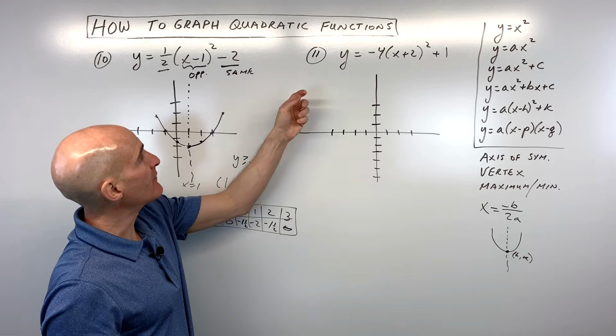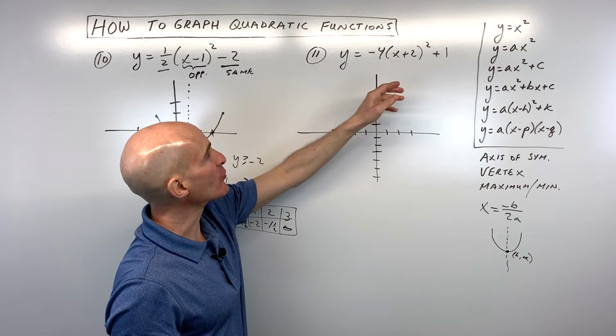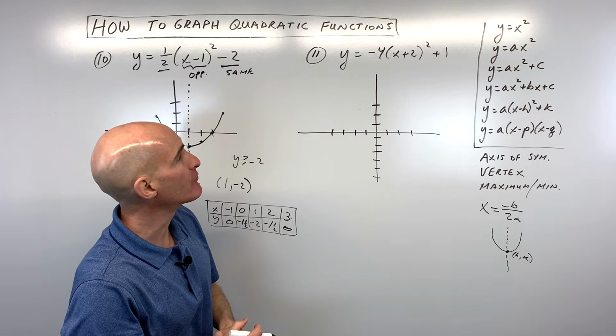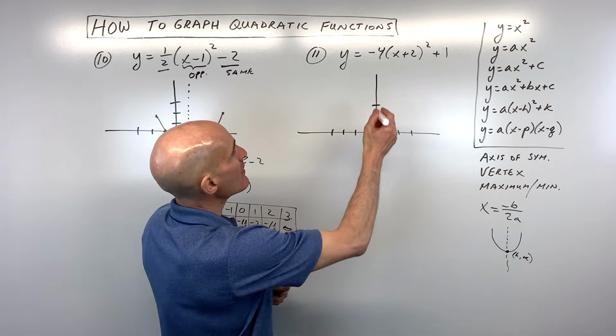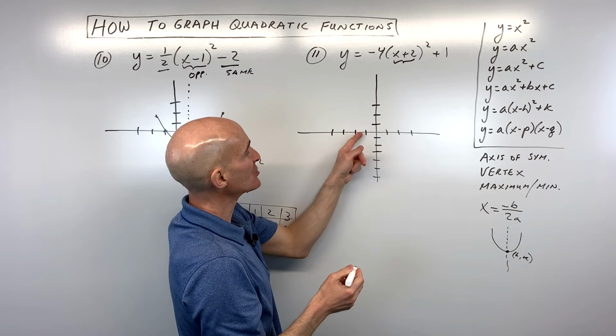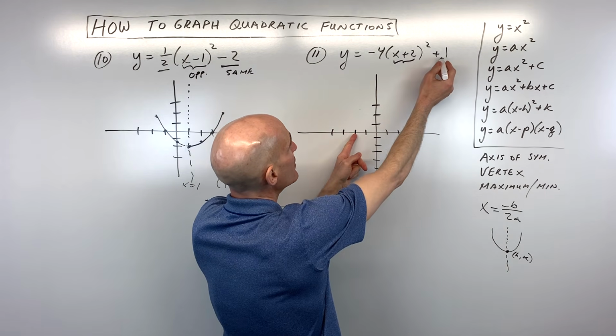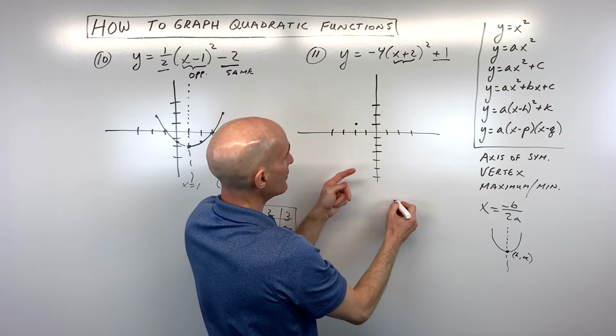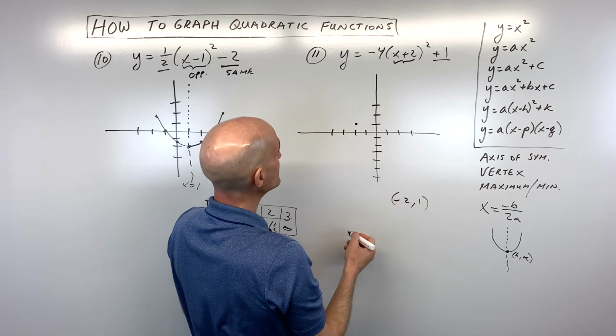So let's look at number 11. A little bit different here. See if you can do this one on your own. What do you think the vertex is of this quadratic? Well, remember this one we said it lies, or it's the opposite. The +2 is actually going to shift left 2, and the +1 is the same, so it's going to go up 1. So there's our vertex right there at -2, 1.